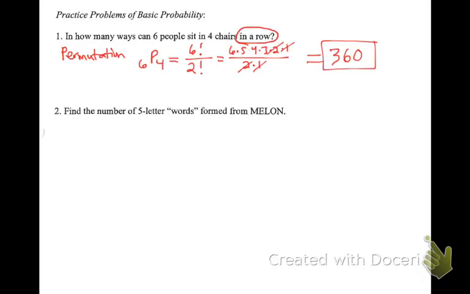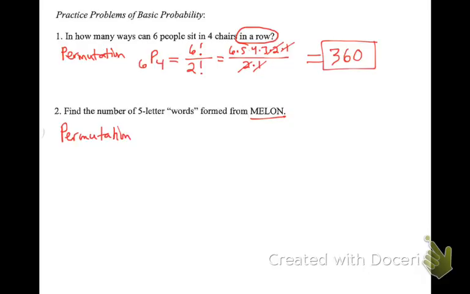Number 2, find the number of 5-letter "words." Words in quotation marks mean some of them won't actually be words. 5-letter words that are formed from the word melon. Okay, so notice first there's 5 letters in melon. Okay, so we're taking 5 things, 5 at a time. And notice when you're writing a word, order is important. So this is again another permutation problem.